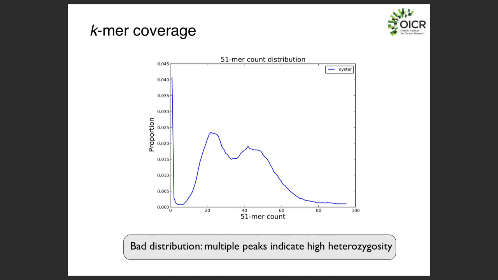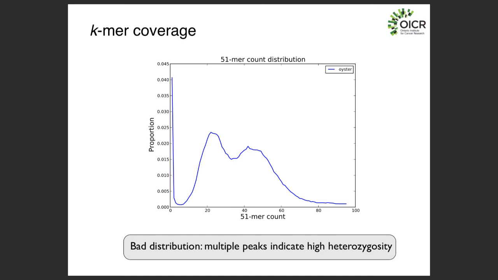Heterozygous. Exactly, heterozygous. So this oyster genome, and they only found out about this, or it only became apparent after they sequenced it, has a SNP at about every 80 bases. It's extremely heterozygous. And it's so heterozygous that we can quite clearly see that there's this cluster of k-mers that have half of the depth of the other ones. So we can partition this into k-mers that are homozygous, present on both alleles, and heterozygous, that are present on only one of the two alleles.